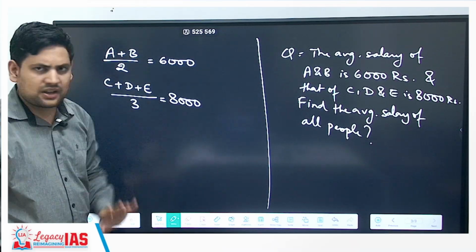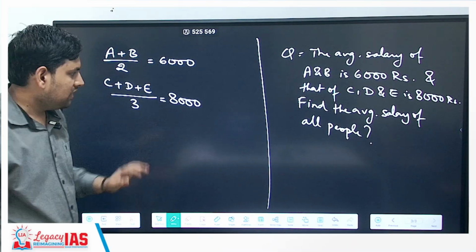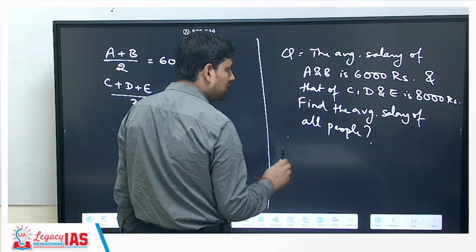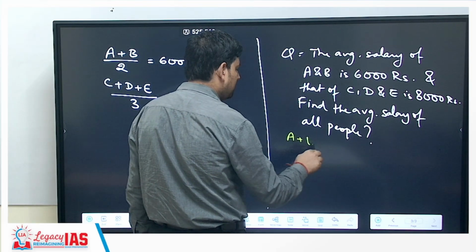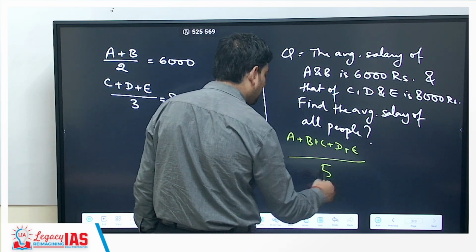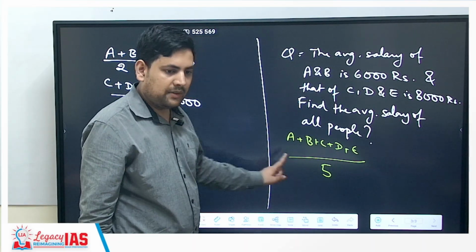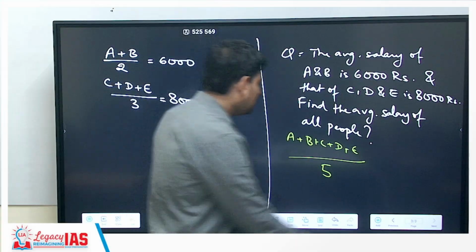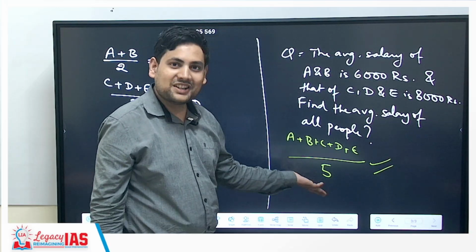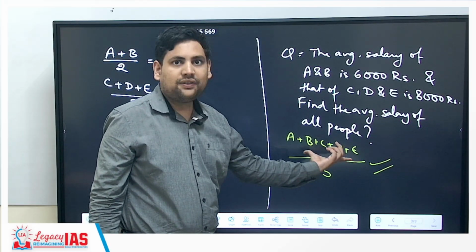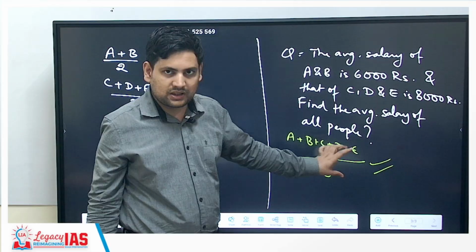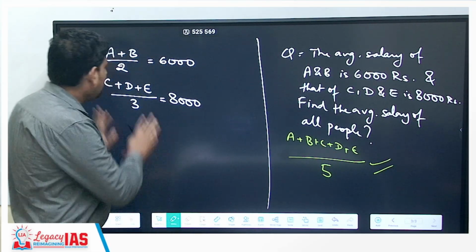Now you are asked to find the average salary of all the people. What you are actually trying to find is this: if I have to find the average of all of them, it is A plus B plus C plus D plus E by how much? By 5. Correct? This is what I am trying to find, A plus B plus C plus D plus E by 5. This will be my answer. Now, 5 is already known to you, of course, it's a number. A, B, C, D, E are the 5 things you don't know, or the sum you want of all of them. If I give you the sum of A plus B plus C plus D plus E, then you can get to the answer. Now, how can I get that sum from here?